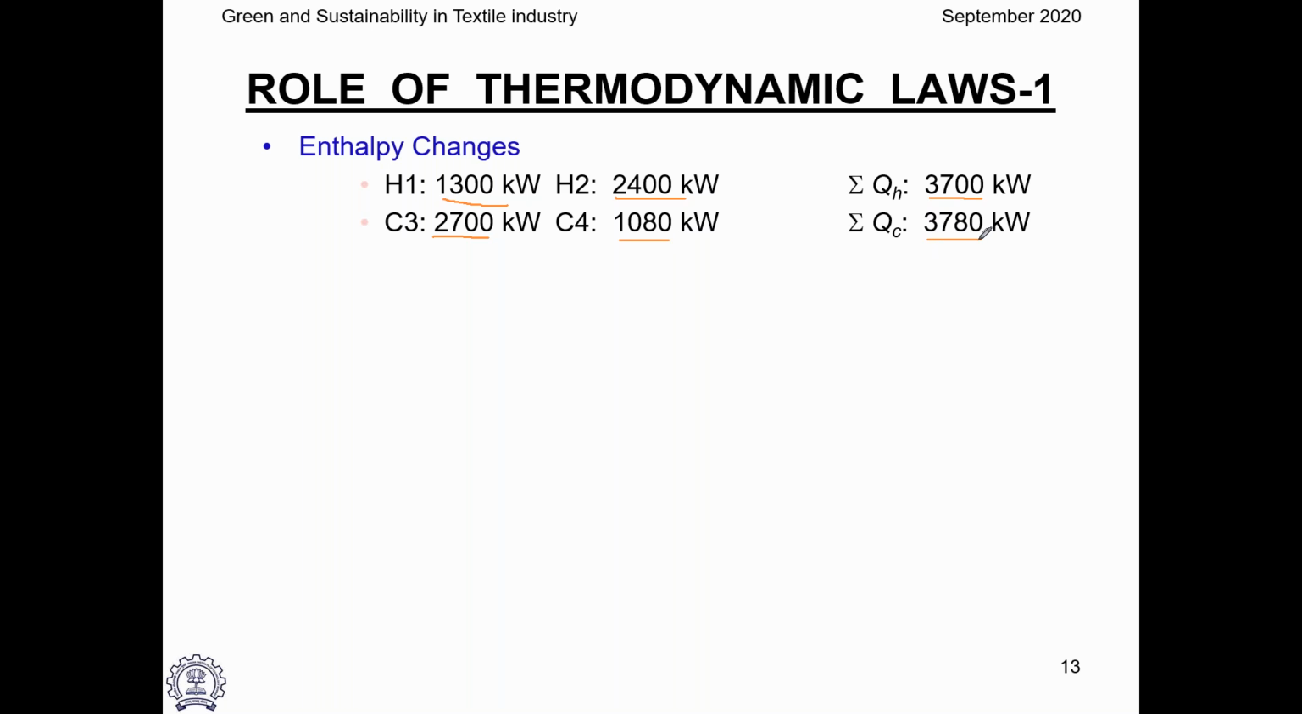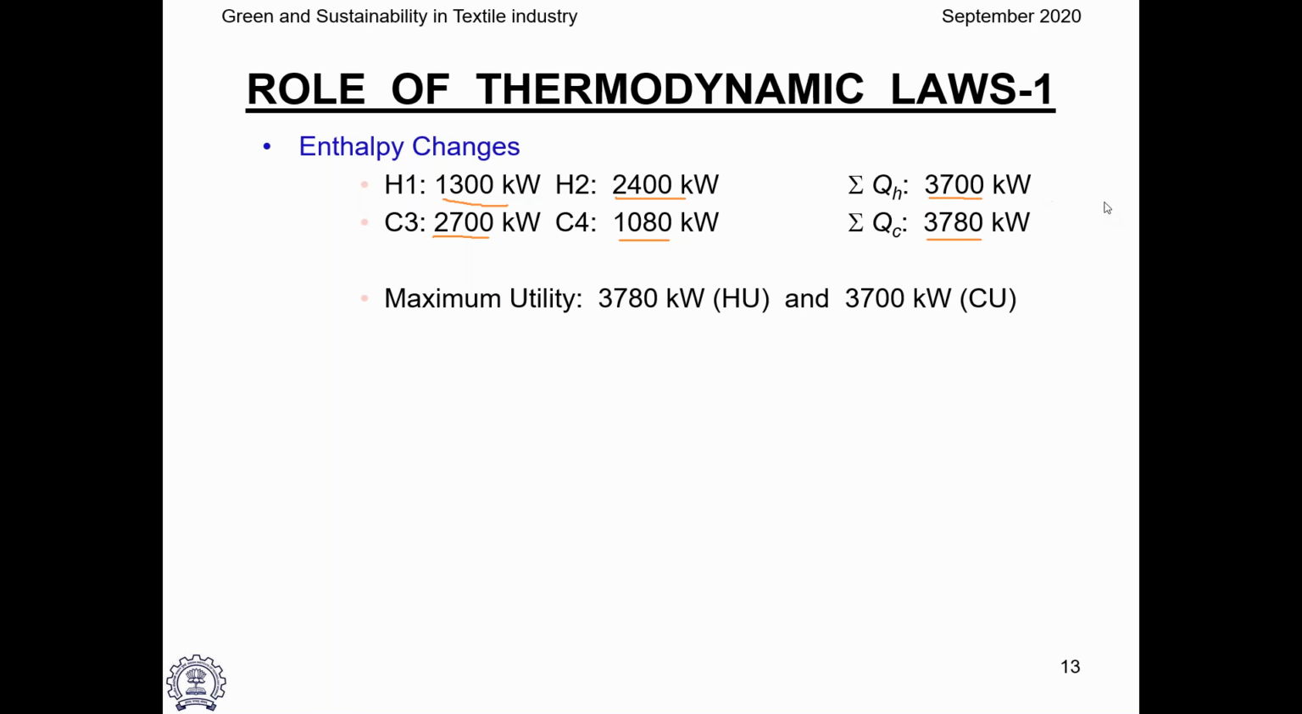Total requirement is 3780. Now, suppose I do not want to do any integration. What is the maximum limit? We can find the maximum limit by saying that all the heat requirement of the cold streams can come from the hot utility, and the heat available in the hot streams can be passed to a cold utility. So steam requirement is 3780 and cooling water requirement is 3700.